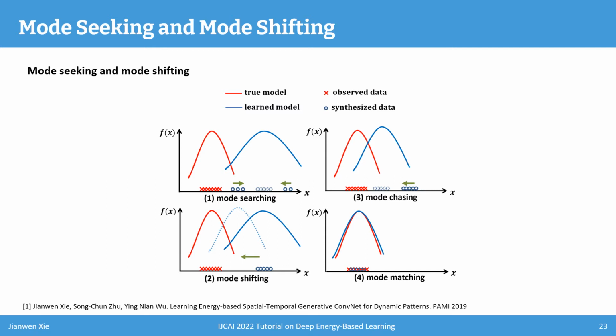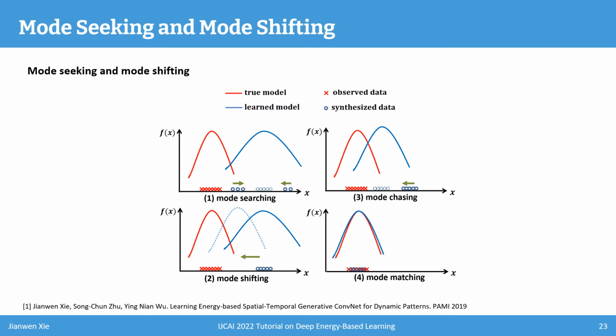Figure 1 is the mode searching by Langevin dynamics, which finds high-score modes in the landscape of the model and places the synthesized examples around the found modes. After that, the algorithm shifts the high-score modes toward the observed examples, which is shown in Figure 2.